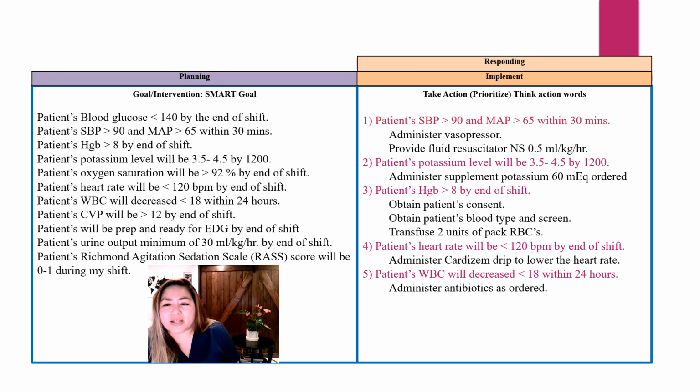And what you see on the right-hand side is our action. Now that we put things into priority, we put that we need to fix the patient's blood pressure first. But how do we attain this goal? How do we achieve this? By administering vasopressors. We're going to provide fluid resuscitation to help increase the blood volume. How about the patient achieving a potassium of 3.5? How do we assist the patient in achieving this goal? Well, we need to administer supplemental potassium and monitor the electrolytes, right?